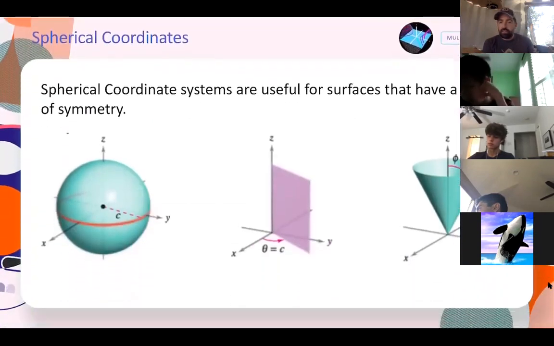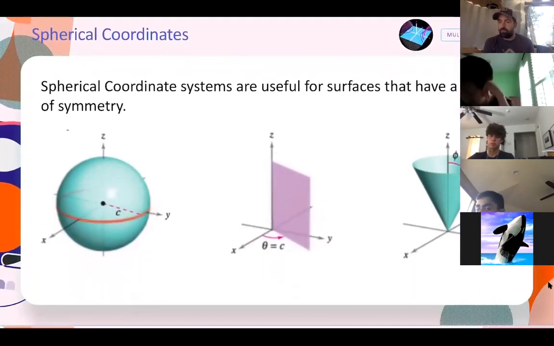The first would obviously be a sphere. Spherical coordinates are great for spheres. If I do rho equals a constant, I will get a sphere centered at the origin. So rho equals 2, sphere with radius 2. Rho equals 5, sphere with radius 5, centered at the origin. Just like with cylindrical, if I do theta equals a constant, I'll get that vertical plane going through the z-axis. Since theta is the same in both, theta equals a constant will give you the same thing in both.